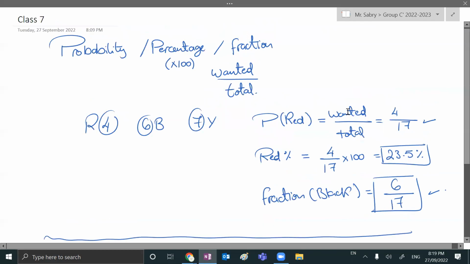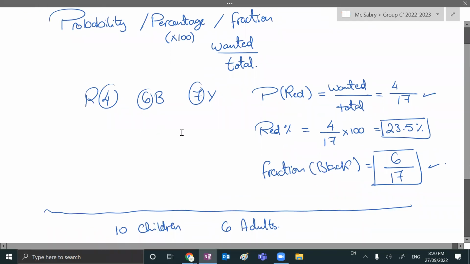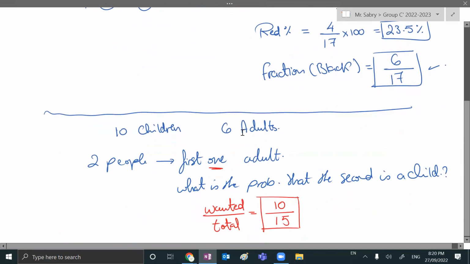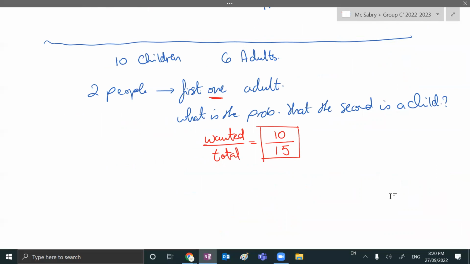If I need to find the probability or the percentage or the fraction of something, it's supposed to be the wanted over the total. Now, the wanted, whatever it is, over the total, which is everything including the wanted. And we gave the probability of red as an example. We said if you need to find the probability of red, then the wanted is the number of red, which is 4, over the total, which is all of them together. Then we discussed another case. Case D, it's like 2 steps. We have right now, let's say, 10 children and 6 adults. So we will pick 2 people.